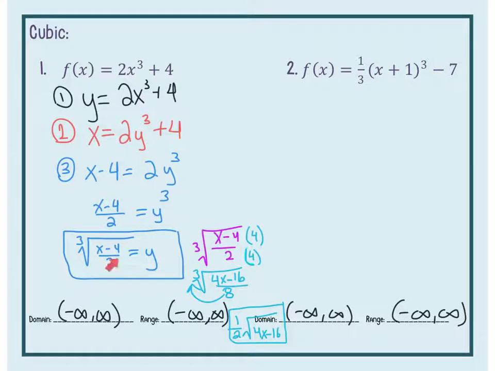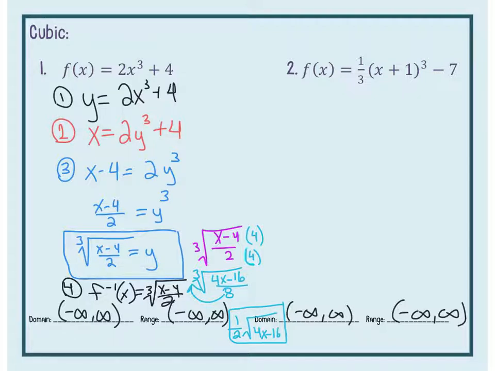So if you were to graph this one or graph this one, guys, these are going to be the exact same graph, okay? One thing I did forget to do is to come back and write it in function notation. Make sure you have a 3 for the index because it has to be a cube root and not a square root. Okay, so let's try number 2.